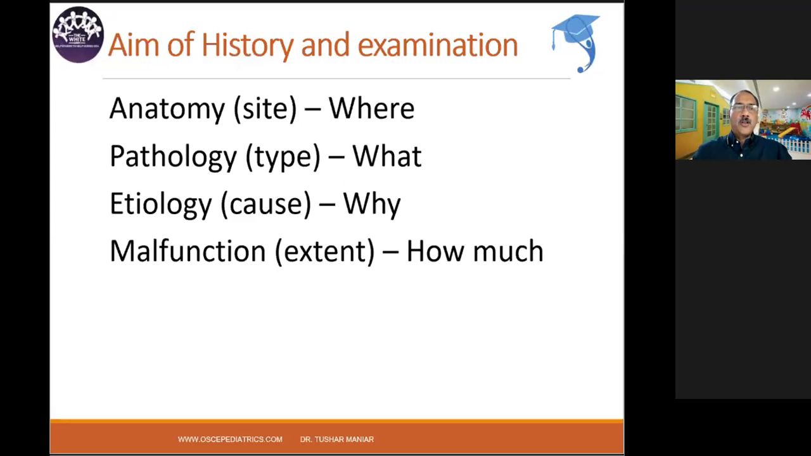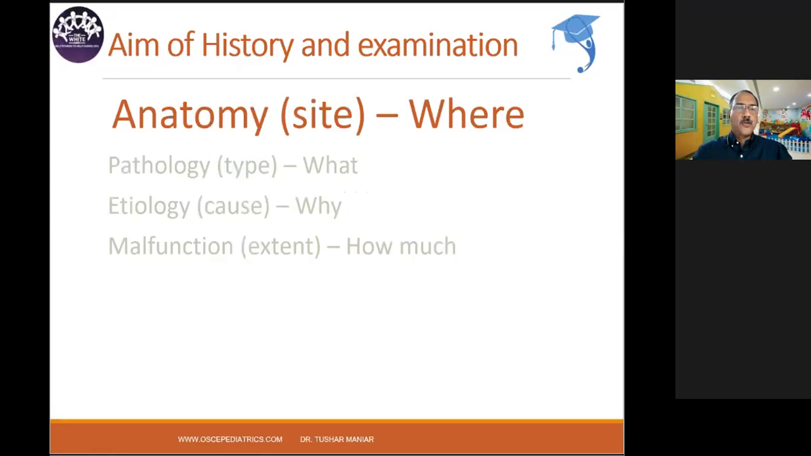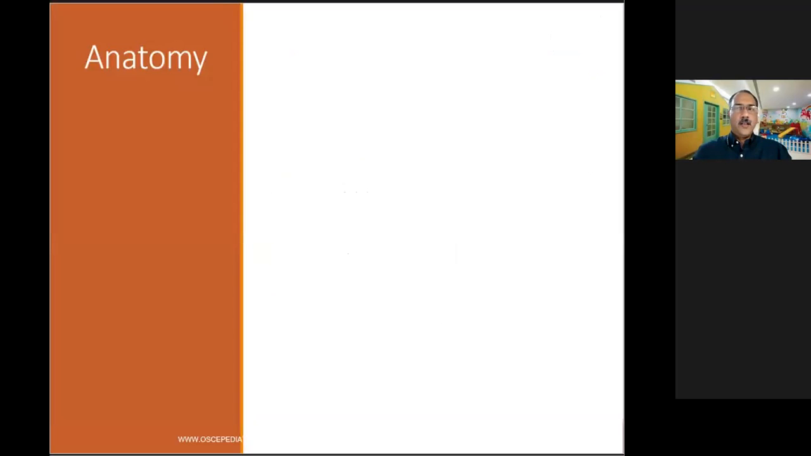But today, because we have about an hour or so, we are going to focus on the anatomy part. That means we are going to look at the site of the lesion, or identify where the problem is in a given case. So when we look at anatomy, we first look at which system is involved.